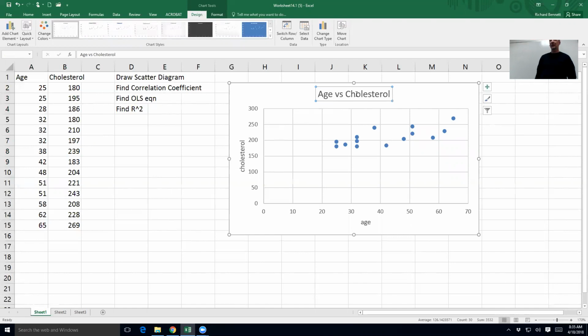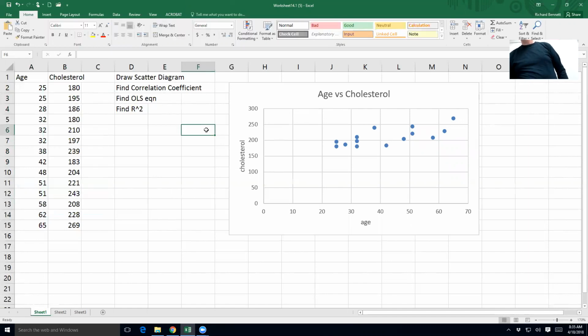Jacob, do you remember how to come up with the correlation coefficient, the easy method? You go to the plus thing in the top right. Then you just find the trend line or something. Is that different? That's different. Well, that's actually the next step.